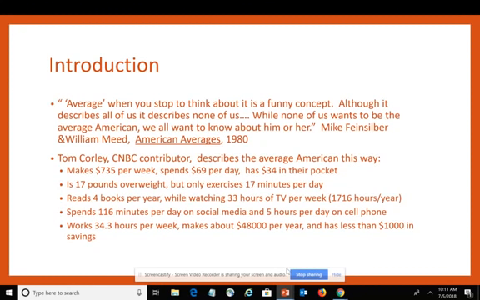That's 1,716 hours per year. The average American spends 116 minutes per day on social media and 5 hours per day on a cell phone. Works 34.3 hours per week, makes about $48,000 per year, and has less than $1,000 in savings.